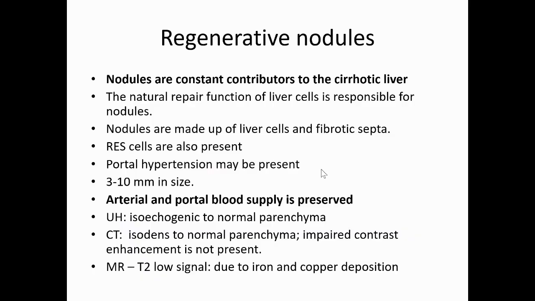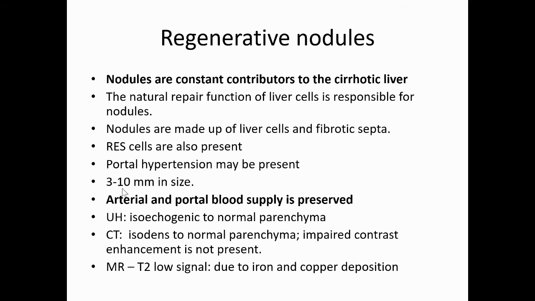Regenerative nodules are part of the cirrhotic liver. They contain liver cells and fibrous tissue. It's important to note that the reticuloendothelial system cells are present. They are 3 to 10 millimeters in size, and they take in both arterial and portal blood supply.